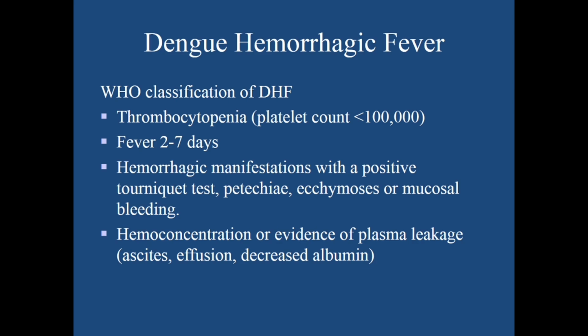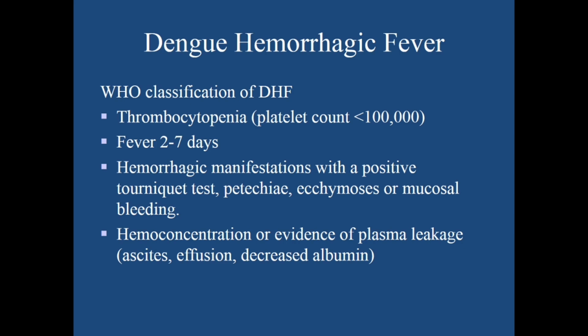You use it on the arm and increase the pressure, leave it for some time, and you'll see tiny petechial spots. If there are more than 20 petechial spots, that will be a positive tourniquet test. Or there will be petechiae in the skin, ecchymosis or mucosal bleeding. All these are hemorrhagic manifestations.